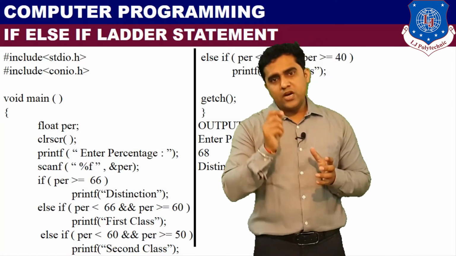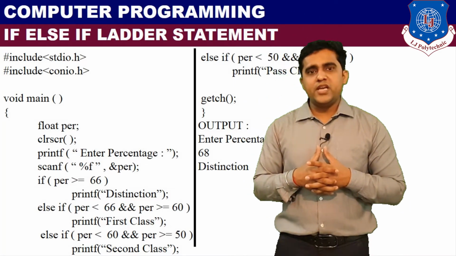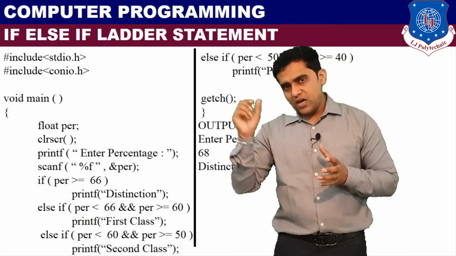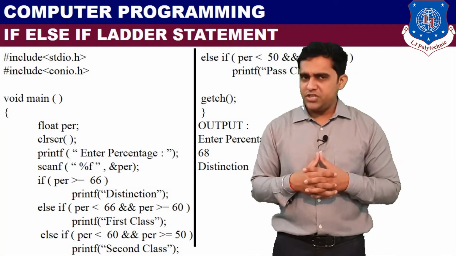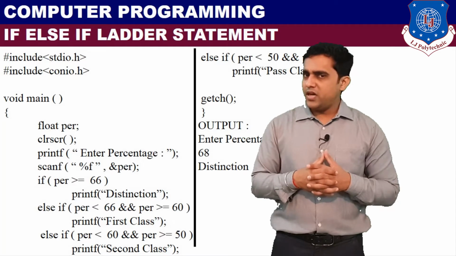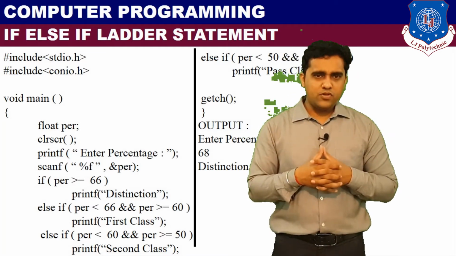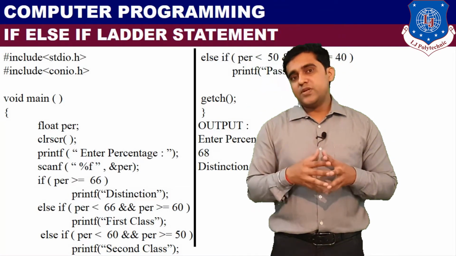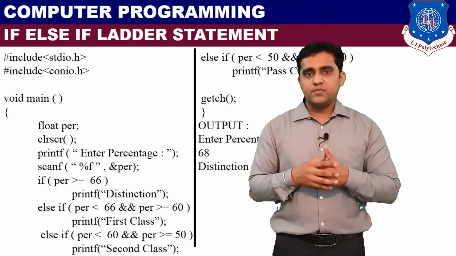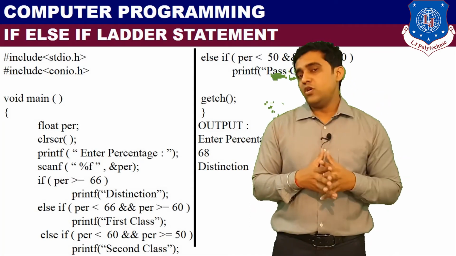Then our variable for percentage is per. You can take it integer or float. Here I am taking integer, int per. Enter your percentage, scanf your percentage. Now we need to find out whether our percentage is in distinction, first class, second class, pass class or fail.